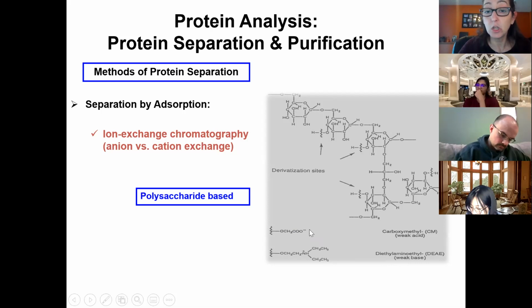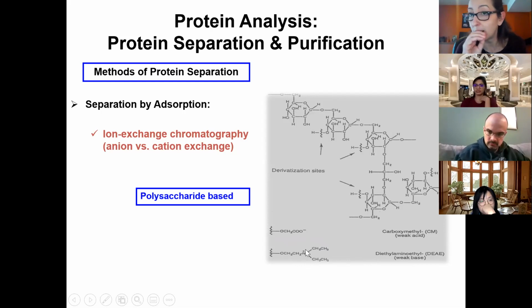So cation exchange will have a negative charge in the column. So cations, that means positively charged molecules or proteins, will be separated. Whereas when we're doing anion exchange, you would have a base that is positively charged and your proteins that are negatively charged will be separated.